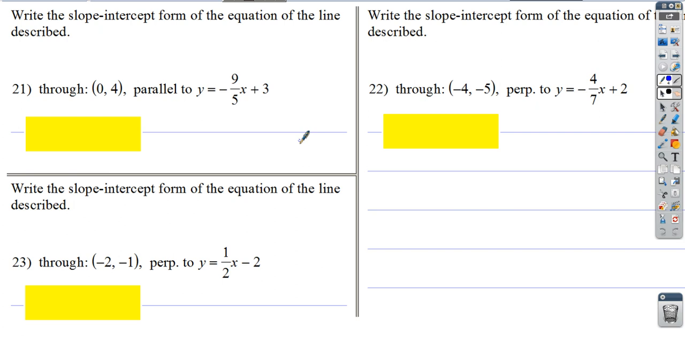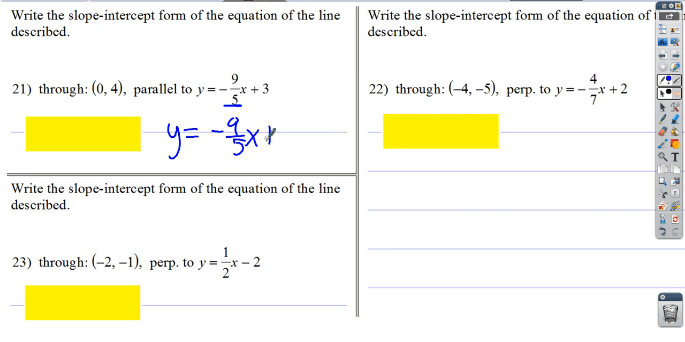Alright, so we will finish the practice test right now, starting with number 21. Number 21 is continuing more with writing equations of lines. We have to write an equation that's parallel to the line given right there. First of all, we need to know that parallel lines have the same slope. So our new line is going to also have this same slope of negative 9 over 5.